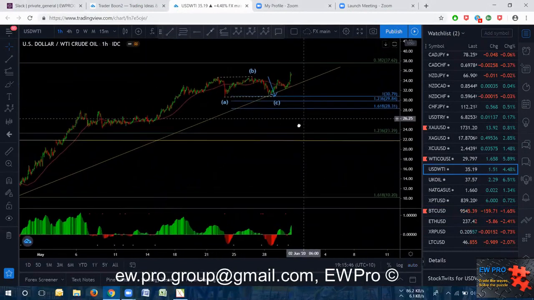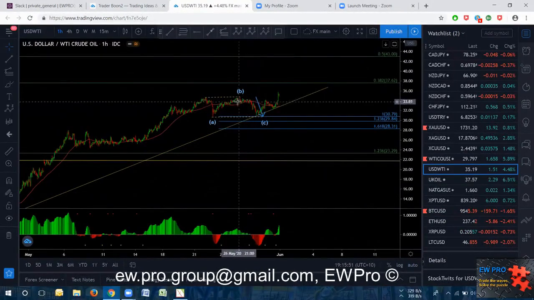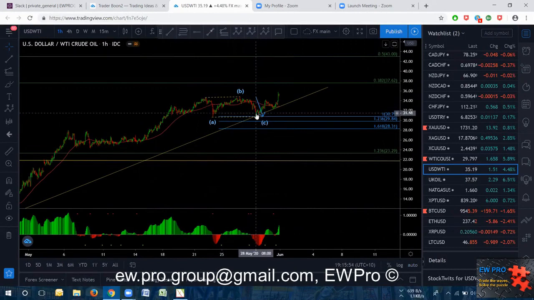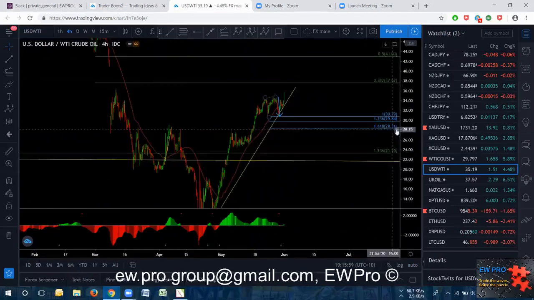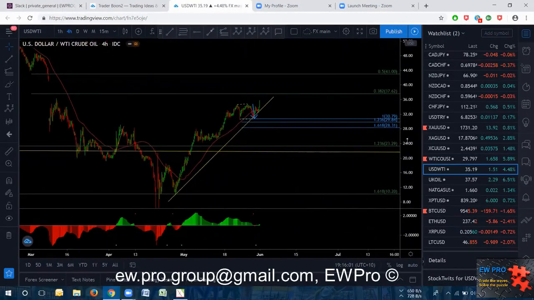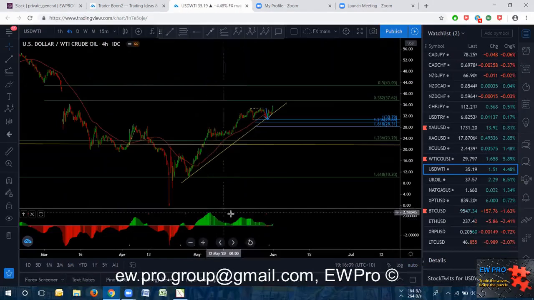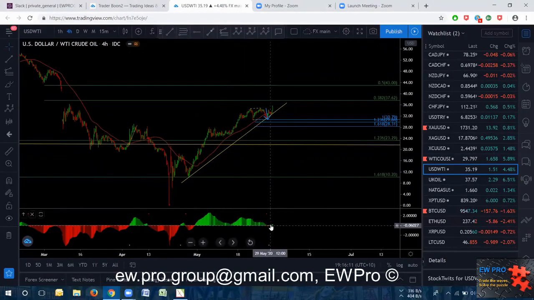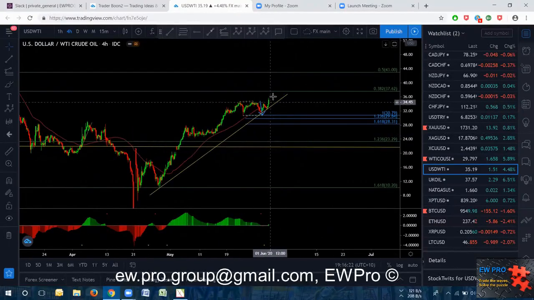WTI, during the week, I didn't put out an idea on it, but I was looking for this sell down for the C wave. But if we have a look at this, I'm expecting more upside, probably to go and close this gap up here. We're starting to get bearish divergence here. We did get a crossover on the MACD down here, and we are getting that bearish divergence. So if you're not in the trade, I wouldn't go looking for buys.